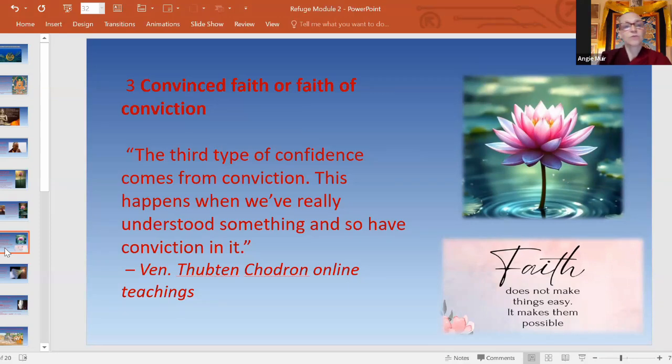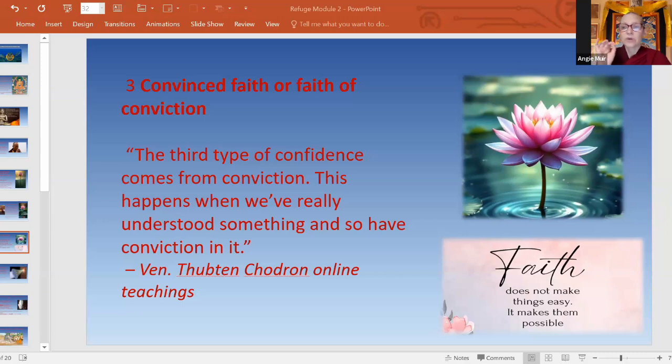The third type of confidence comes from conviction. This happens when we've really understood something and it's almost become our truth. We have a deep conviction in that. And it's very much based on reason, analysis, and also experience in meditation. It really comes more from experiences we've had, even if it's just insights. I'm not talking about realizations, but deeper insights into the truth of the teachings.